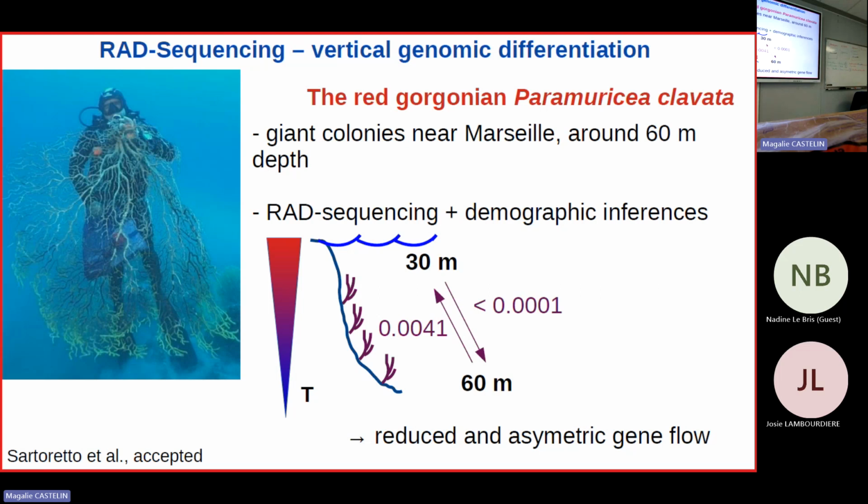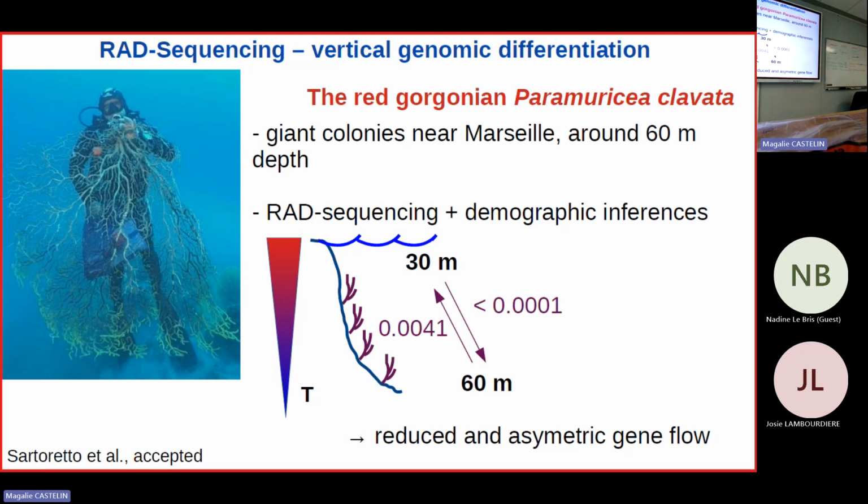These giant colonies are quite rare, and these ones are really around 60 meters depth. But nearby, we also have colonies which are much shallower, smaller as well, at 30 meters depth. So in this article, which was accepted 2 days ago, we did different things: ecological characterization, a bit of experiment to study the adaptation to depth, and also RAD sequencing to try to do some demographic inferences.